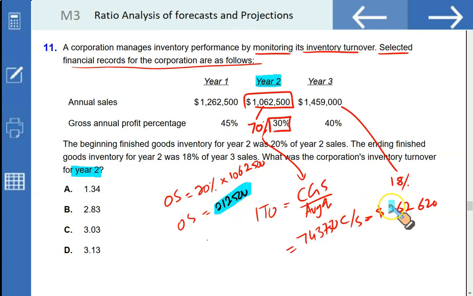The next step is to calculate the average inventory. Add 212,500 and 262,620 divided by 2, or I just simply write it down in the denominator. Average inventory is equal to opening stock 212,500 plus closing stock 262,620, divided by 2. So this is in the denominator is the average inventory, COGS in the numerator. If you simplify, you will get 3.13, and that perfectly matches with your option D.